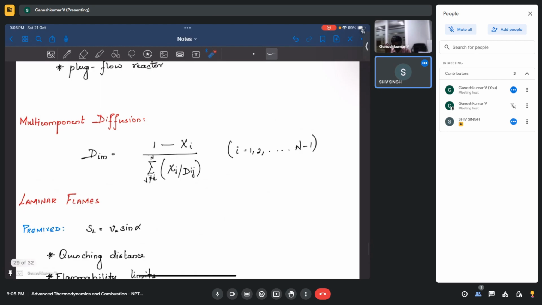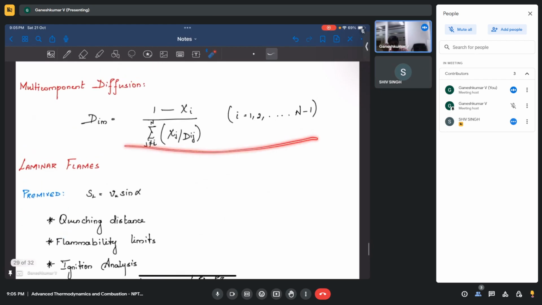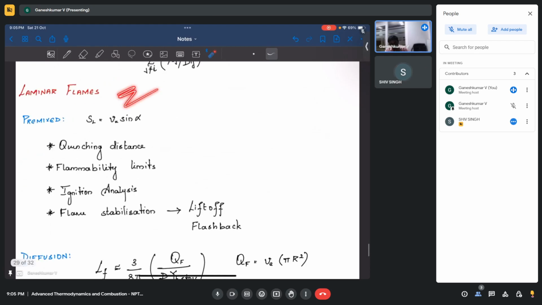And then we also discussed multi-component diffusion. This is just one of the laws; it can happen with different laws. And then we went into laminar flames. In laminar there are two kinds of flames, one is premixed flame and one is diffusion flame. In a premixed flame, fuel and oxidizer are mixed beforehand, and then combustion happens.